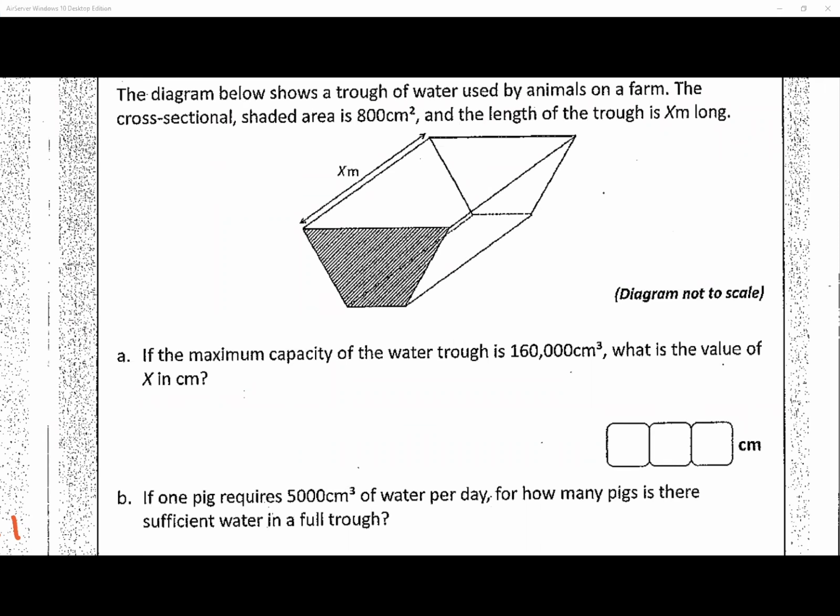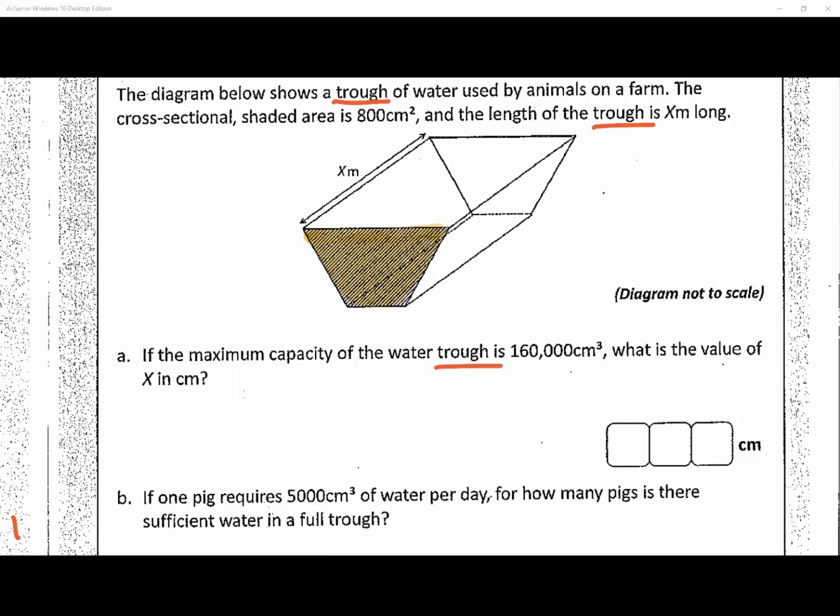The diagram below shows a trough of water used by animals on a farm. The cross-sectional shaded area is 800 centimeters squared, and the length of the trough is x meters long. A. If the maximum capacity of the water trough is 160,000 centimeters cubed, what is the value of x in centimeters?